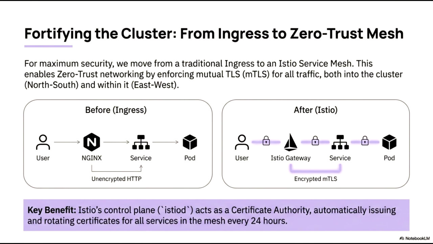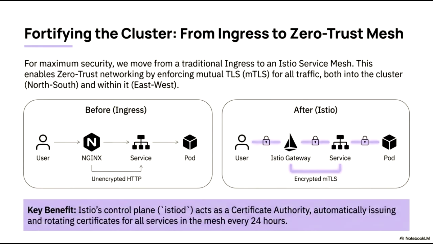By transitioning to the Istio model, shown on the right, we implement a true zero-trust architecture. This setup enforces mutual TLS, or mTLS, for all traffic, covering both north-south entry points and east-west internal communications. As indicated by the lock icons, every connection is now encrypted and authenticated.